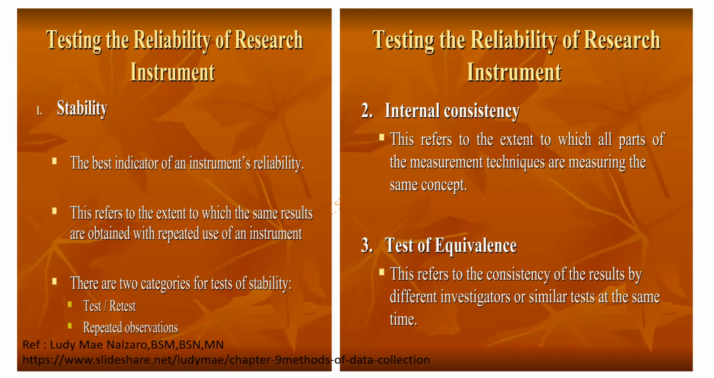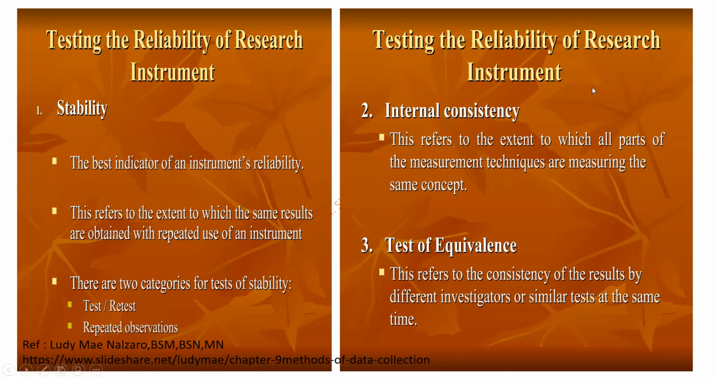There are two categories to test the stability: test-retest, so test it again and again. If your instrument is stable, it will give stable data, and as per that you can say that it is reliable, right? And repeated observation, same thing. You have to repeat the observations many times, so that if repeatedly you are getting the same stable data, then it means that your instrument is stable.